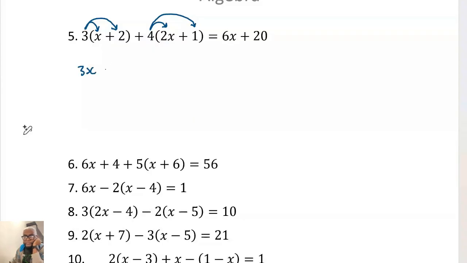3x, or 2. 2 times 3 is 6. Right, plus 6, plus 8x, plus 4, equals 6x plus 20. What do we do next here, Ramdas?